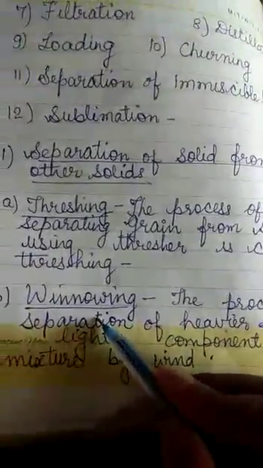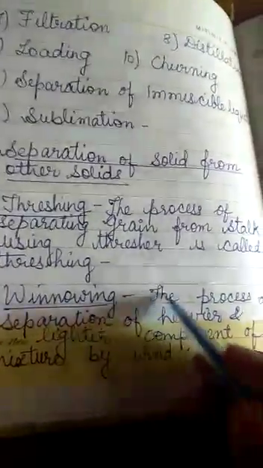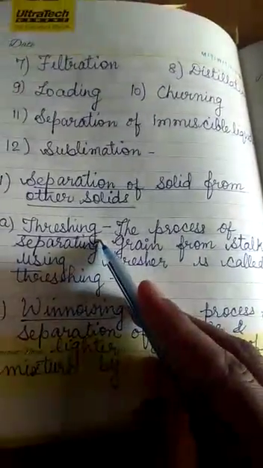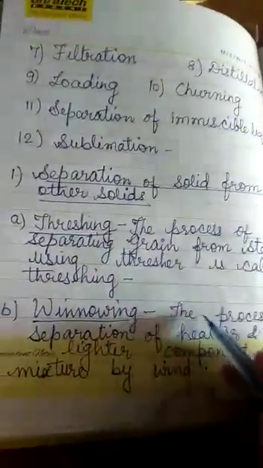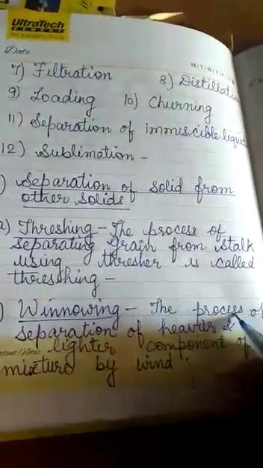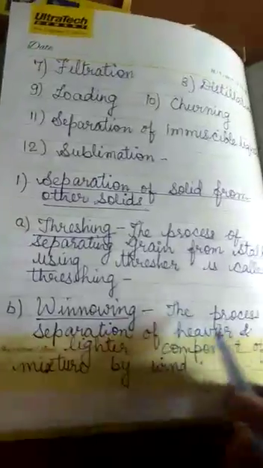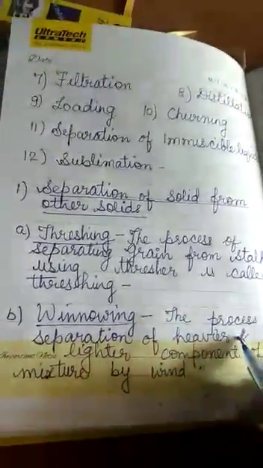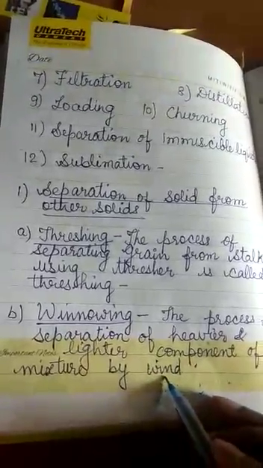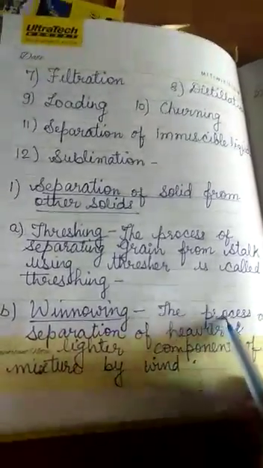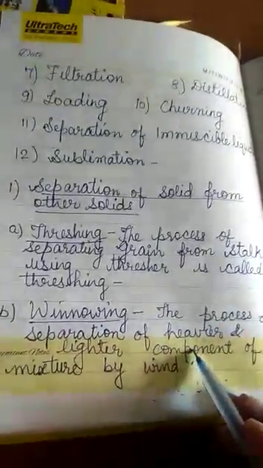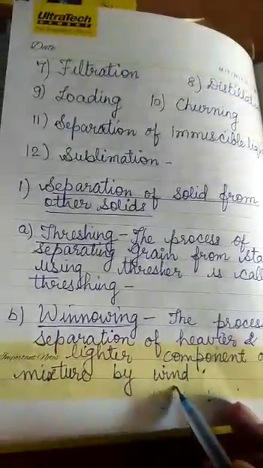Now the next method is winnowing. When grains are obtained from the method of threshing, then what happens? Along with the grain, husk is also present. Chaff is also there. So, heavier grains are separated from the lighter chaff with the help of wind. So, what is winnowing? It is a process of separating heavier and lighter components with the help of wind.